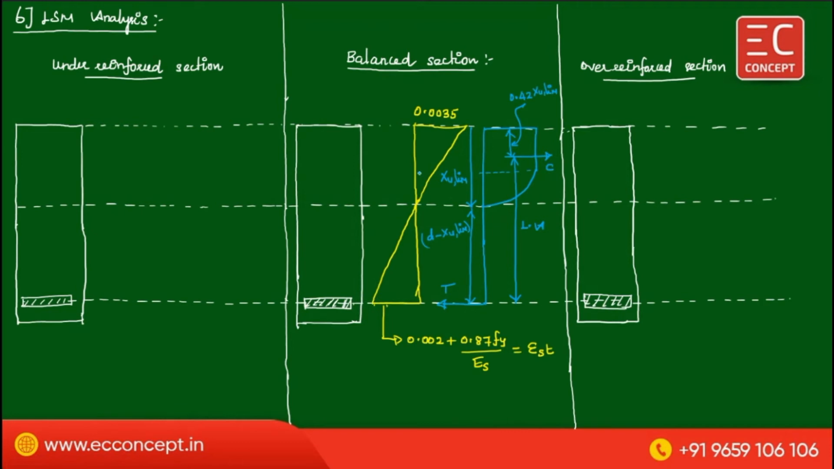Now we can write a point under the balanced section. Under the balanced section here, the strain of steel and concrete attains its maximum value simultaneously. It attains its maximum value simultaneously.